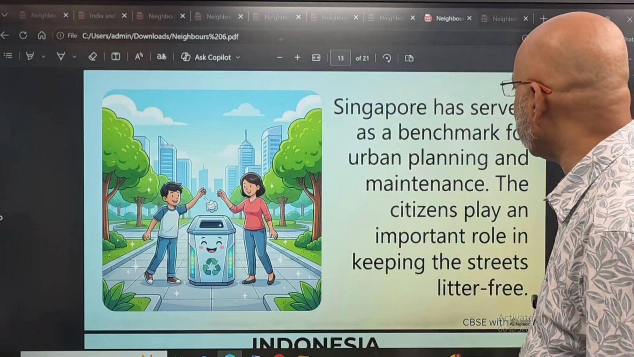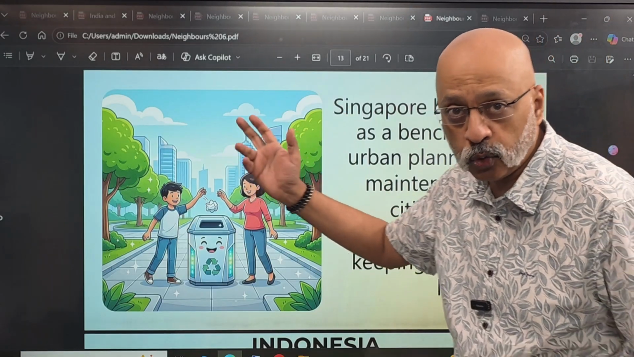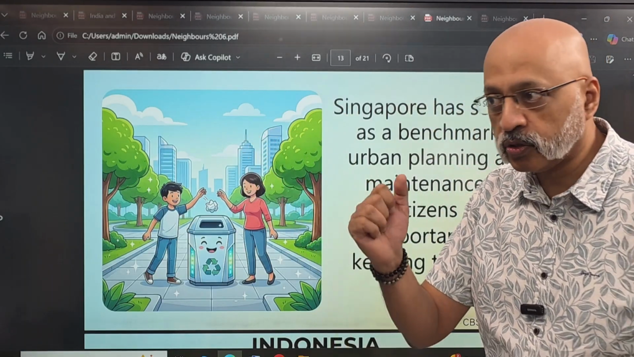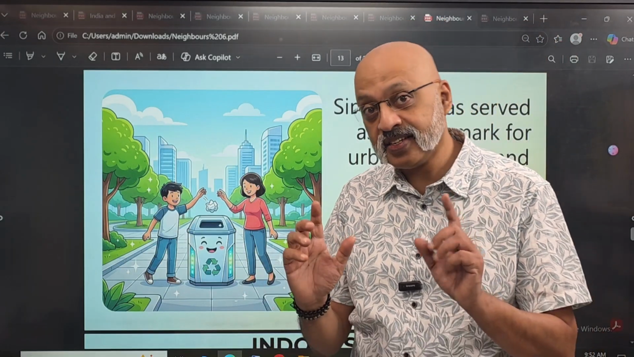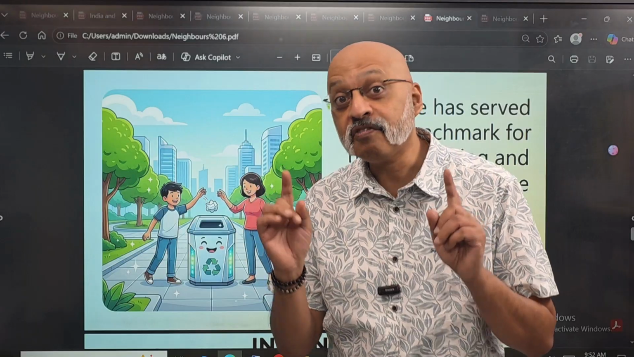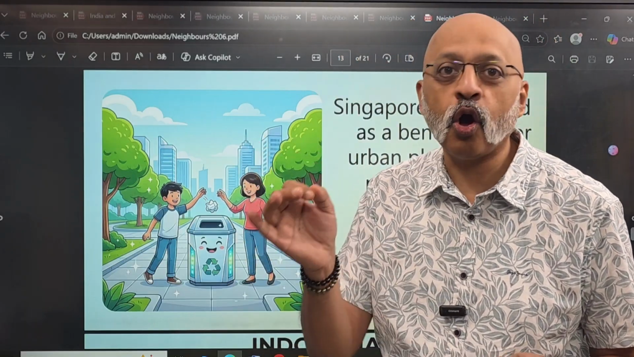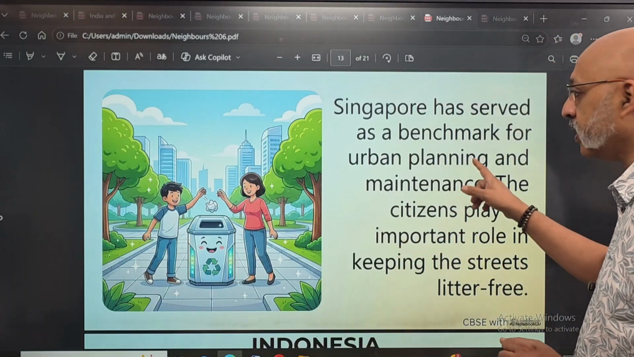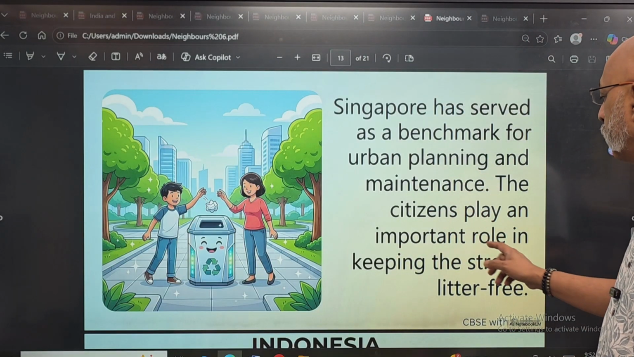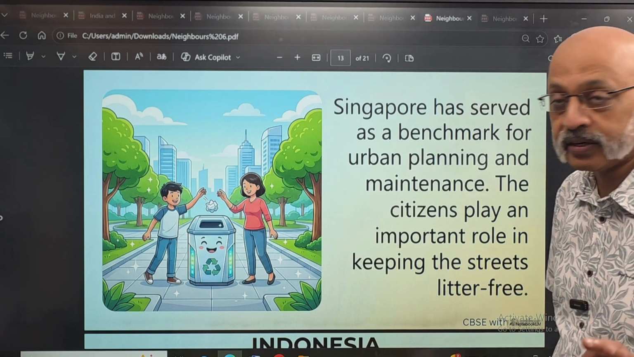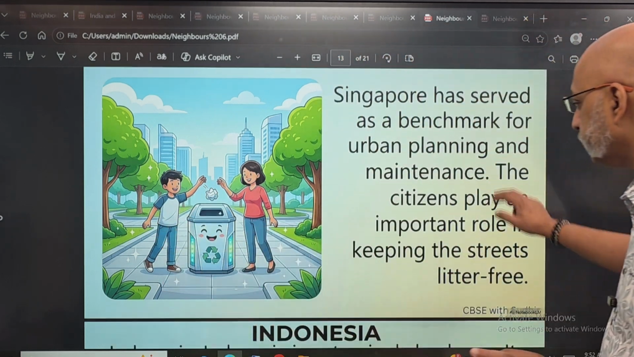Singapore has served as a benchmark for urban planning, because you cannot litter anywhere in Singapore like you do in India. You will be fined. So it is what they say, Singapore is a very fine city. Fine because it's neat and clean. Fine also because you get fined for just about everything. You do anything wrong, you will be fined, right? So it has fantastic urban planning and maintenance. The citizens play an important role in keeping the streets litter free, so it will be absolutely neat and clean.